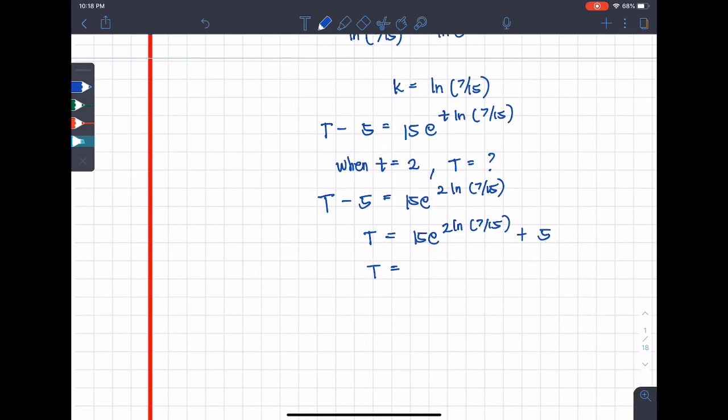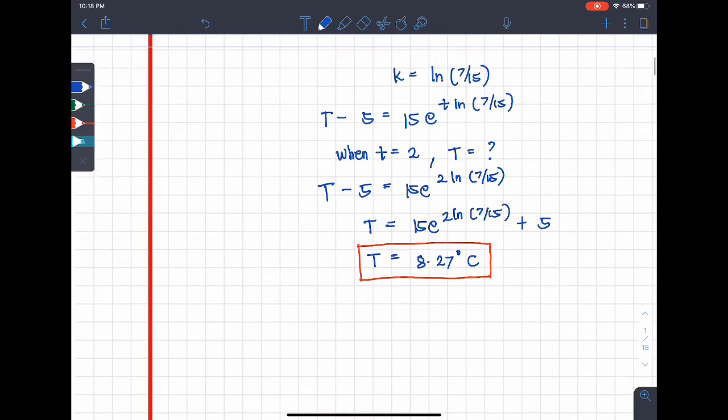So giving us the answer to be 8.27 degrees Celsius. As you can see here, after 2 minutes, our answer is less than 12 degrees Celsius but higher than 5 degrees Celsius. So that would be 8.27 degrees Celsius. So that is for our first example.